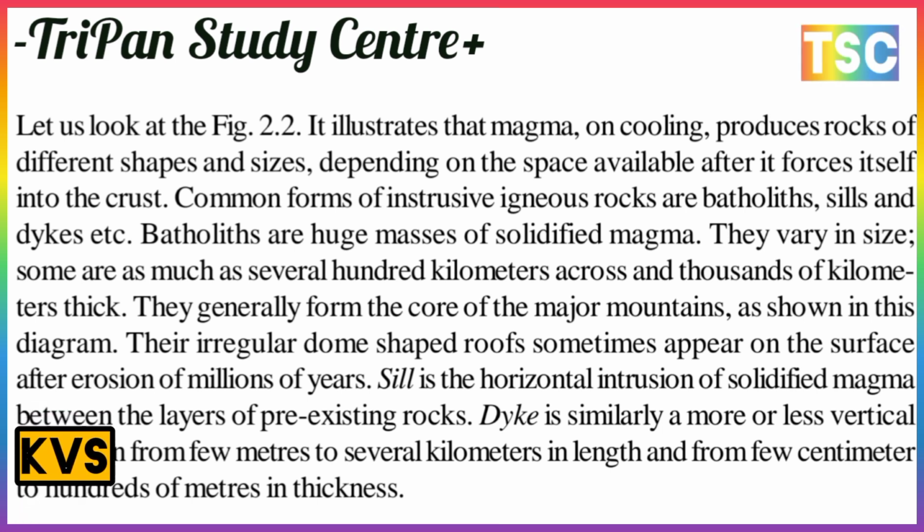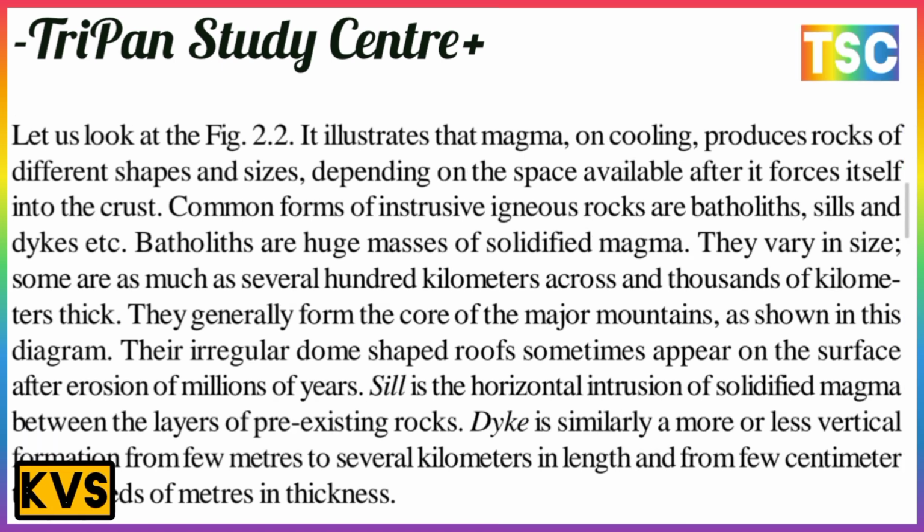Batholiths are huge masses of solidified magma. They vary in size, some as much as several hundred kilometers across and thousands of meters thick. They generally form the core of major mountains, as shown in the diagram, and the rounded domes sometimes appear on the surface after erosion over millions of years.